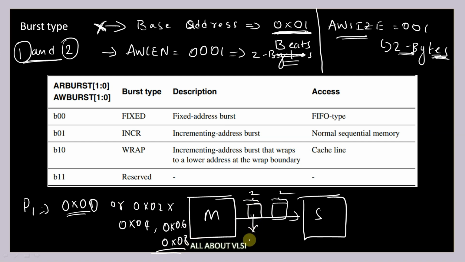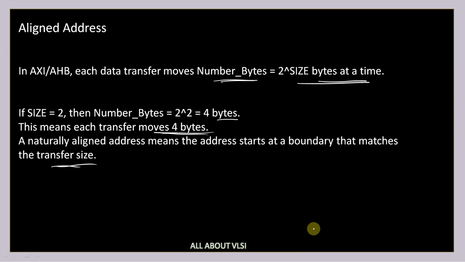So if you consider your first packet address as 2, then what is the second packet address? The next address is nothing but the current address plus the size, that is 2 plus 2, which is 4. So this is how we are going to calculate our addresses in the case of an incremental burst. Okay, we will take one more simple example and try to understand.